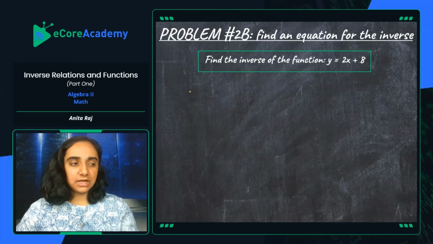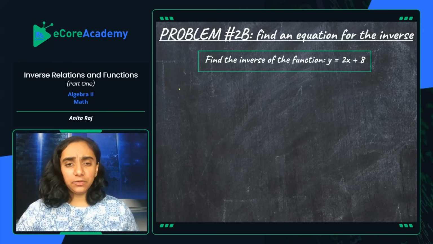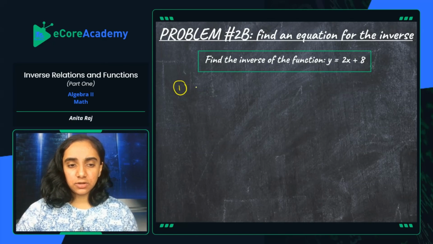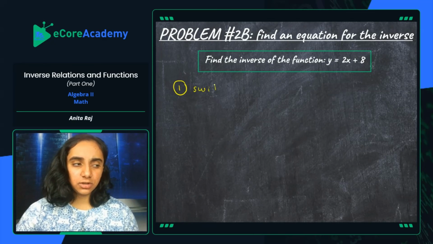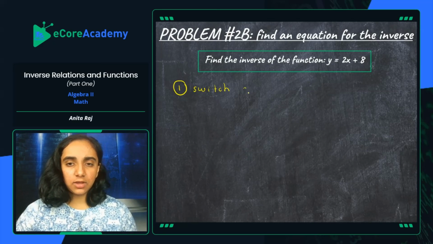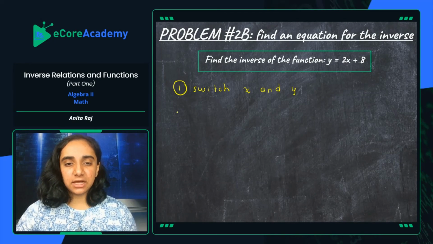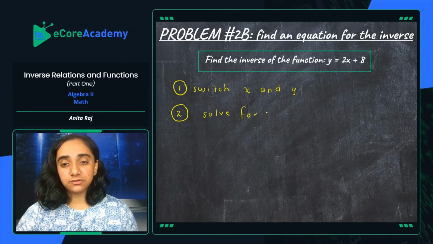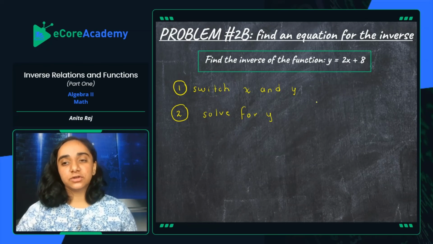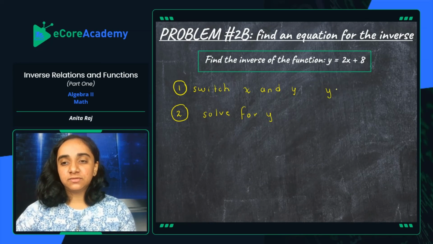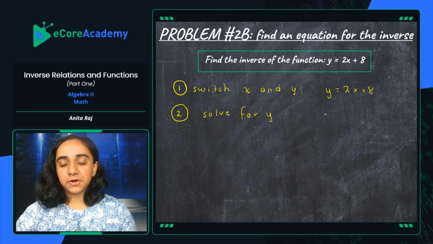So again, the first step was switching out the x and y. So switch x and y. We're swapping the variables, pretty simple. And then afterwards, you're going to use basic algebra to solve for y to find the inverse. So I'm going to rewrite the function we've been given, y equals 2x plus 8. And we're going to swap the variables. So we're going to write this as x equals 2y plus 8.